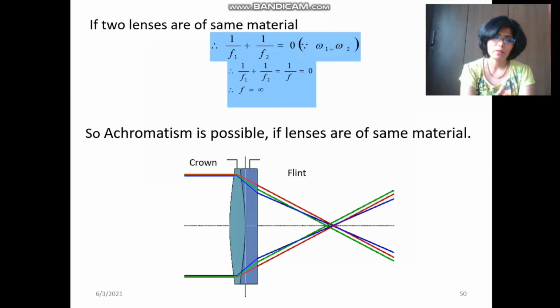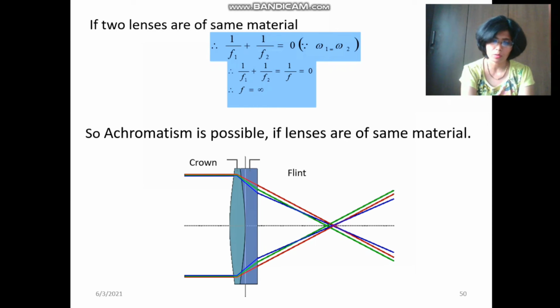Since the dispersive power of the lens is a positive quantity, from this equation we can see that for an achromatic combination of lenses in contact, the two lenses must be of opposite type. That is, one is converging and the other must be diverging. Further, if the two lenses are of the same material, that is omega 1 is equal to omega 2, then omega 1 will get cancelled and we can write 1 upon f1 plus 1 upon f2 is equal to 0. 1 upon f1 plus 1 upon f2 is equal to 1 upon f.